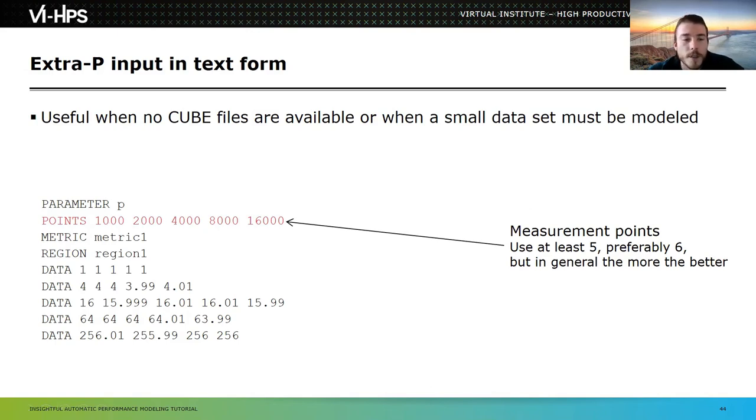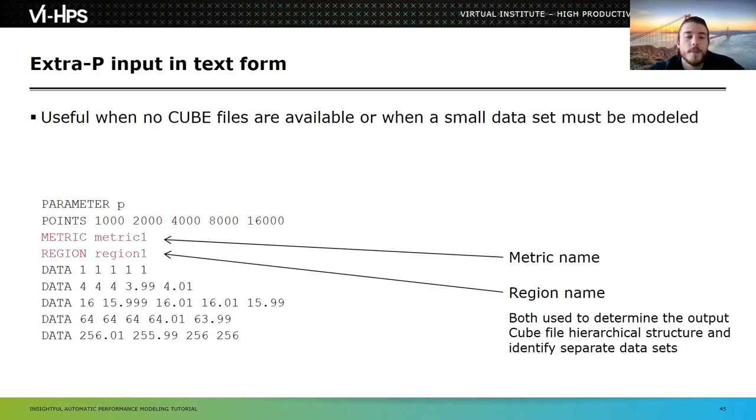And after that, we define the metrics that we use, and the region. The metric would be, for example, runtime. We can have several metrics. Therefore, we can either write metric here once and comma separate the different values, or we write it several times and just write the different metrics. The same goes for the region. The region name basically is the call path name also. So main, foo, bar, etc.